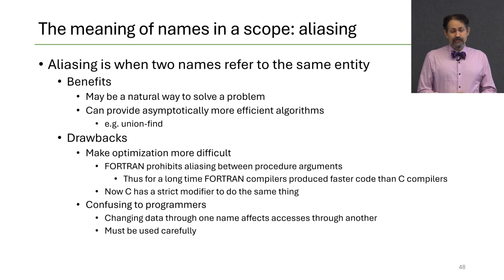Aliasing can also be confusing to programmers. It's easy to forget, or not be able to figure out from the source code very easily, what the aliases of a name are. And of course, if we change data through one name, that will affect accesses to that same data through another name. And so this can feel like the data is changing without ever seeing why it's changing, right? Because the assignment might be in some distant part of the program. So aliasing has to be used carefully to avoid these problems.